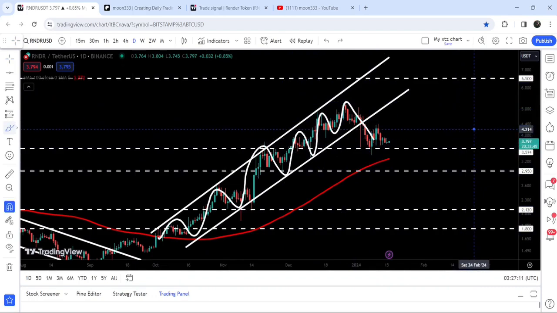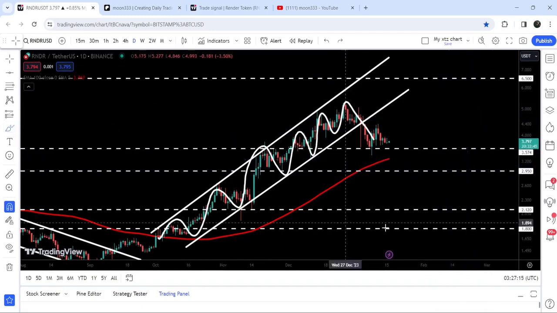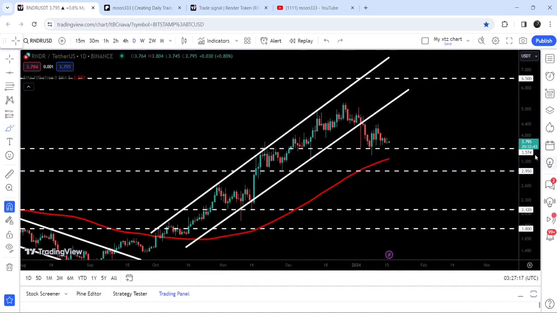By the way, a long-term support is here at $2.95, but recently it has found a short-term support here at $3.57 as well. That was previously breaking as a resistance here, and now for the past several days, it is breaking as a support. In case of breaking it down, there can be another support, that is this red line, that is the 100 daily simple moving average. And the next price level support will be here at $2.95. That is, by the way, quite long-term support.